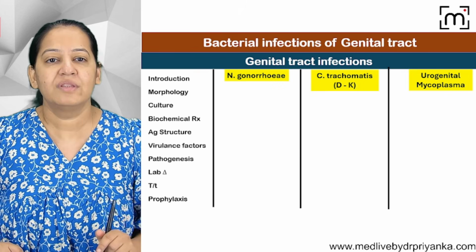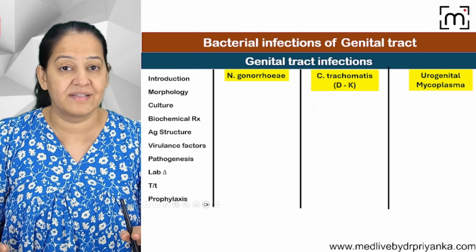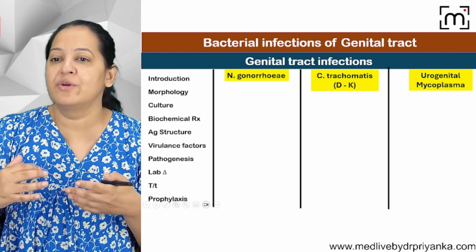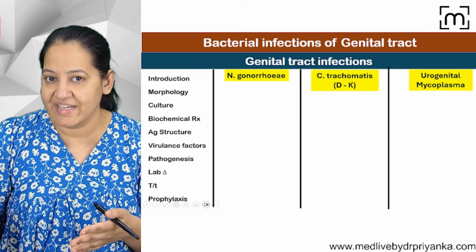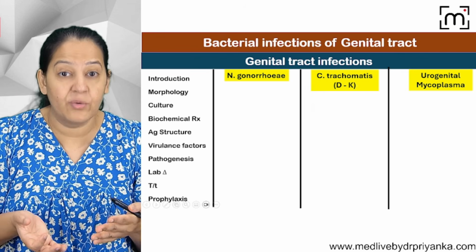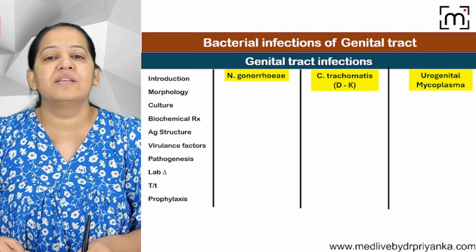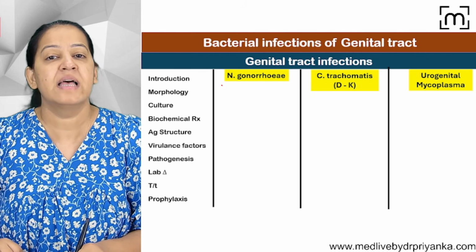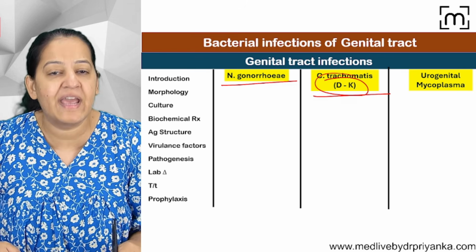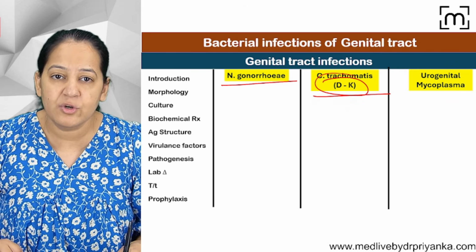Got it? Now, these three do not cause ulcers. The remaining three bacteria, they do not cause genital ulcer, but they cause genital tract infection. Maybe in the male, they can cause urethritis, epididymitis, prostatitis. In a female, they can cause cervicitis, vaginitis, okay, salpingitis. So these are genital tract infections. Okay, so the three bacteria over here are Neisseria gonorrhoeae, again Chlamydia trachomatis, but it is serotype D to K.